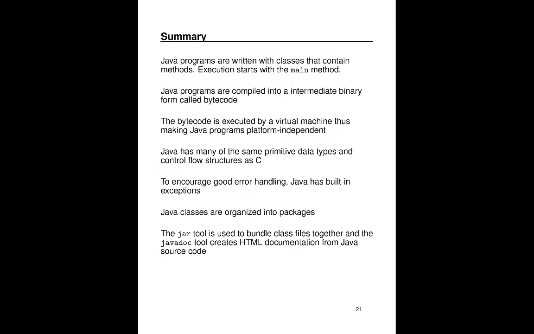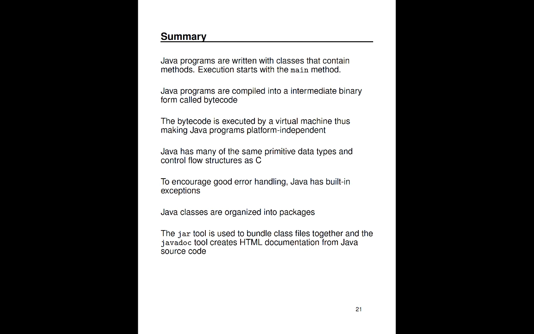Java programs are compiled from source code into this intermediate binary bytecode format, which is then run on the Java virtual machine. And this allows Java programs to be run on any hardware platform or operating system platform on which the Java virtual machine is available. The Java programming language itself was highly inspired by the C programming language, and you'll recognize many of the primitive data types and control flow structures from C. And because error handling is a really important part of software development, Java uses exceptions to provide a built-in way of expressing and then handling errors that occur during your program.